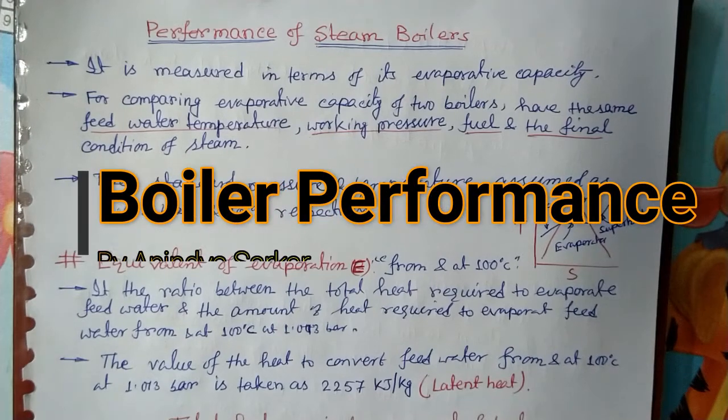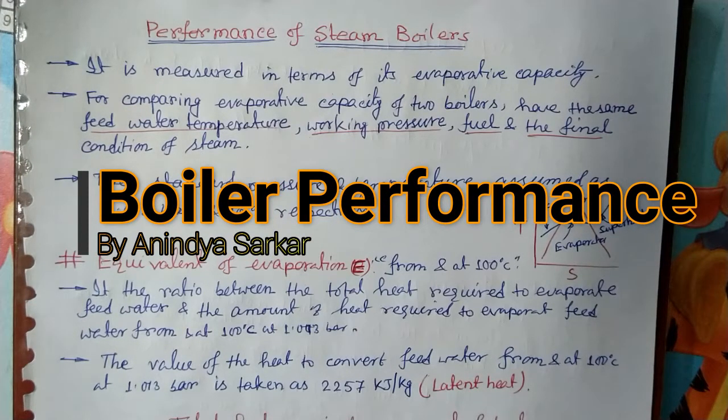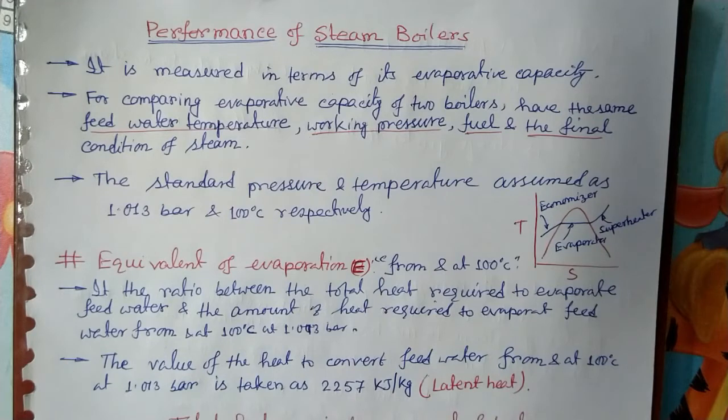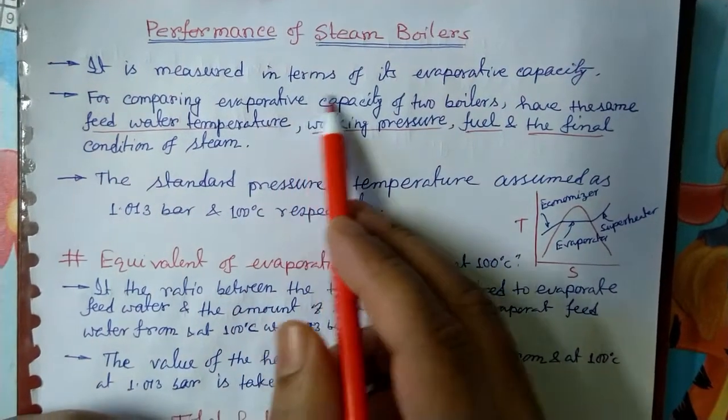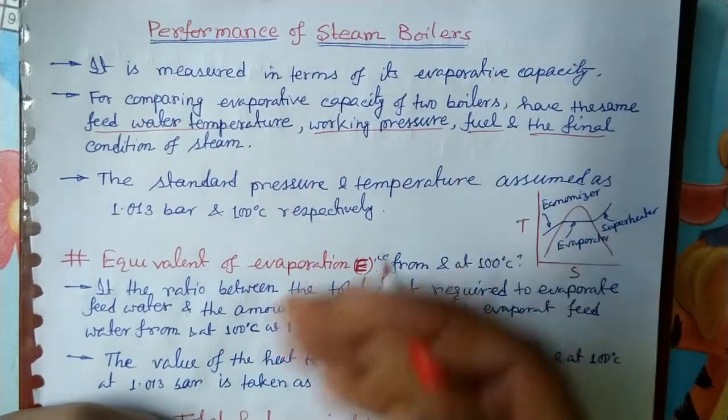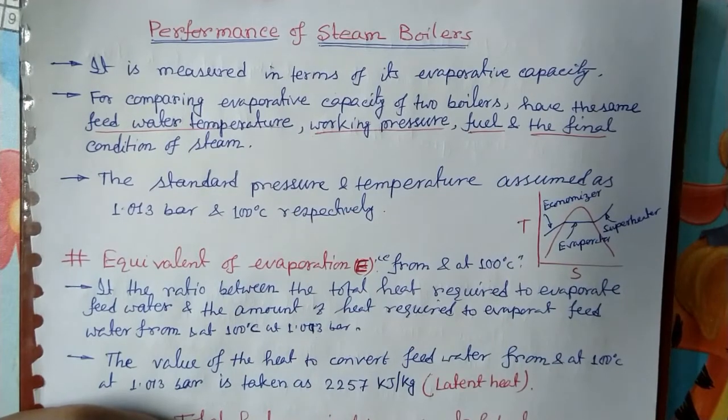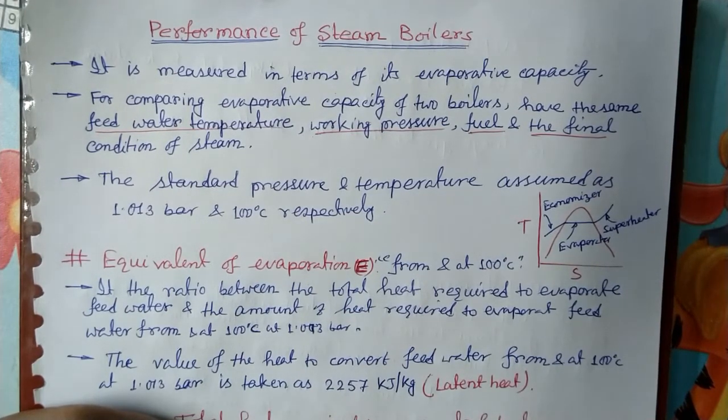Hi, so in this lecture we are going to learn about the performance of a steam boiler. To measure the performance we need to know about the equivalent of evaporation and boiler capacity. Generally, performance is measured in terms of evaporative capacity. How much evaporation is done by the boiler? By this we can determine the performance.